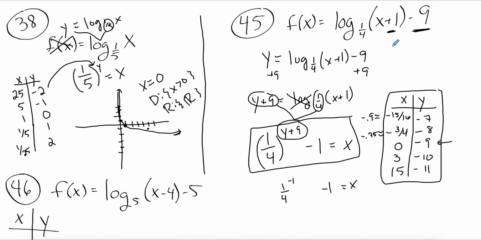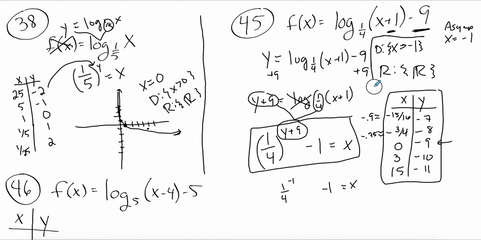So if we wanted to do domain and range, we have x is going to be greater than negative 1 as my domain. And that's also going to be the asymptote. So x equals negative 1 is the asymptote. And then range is going to be all real numbers. Okay, so that goes with our graph. So this one's definitely more difficult.